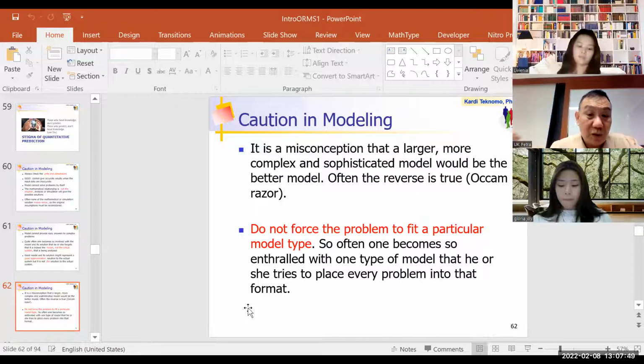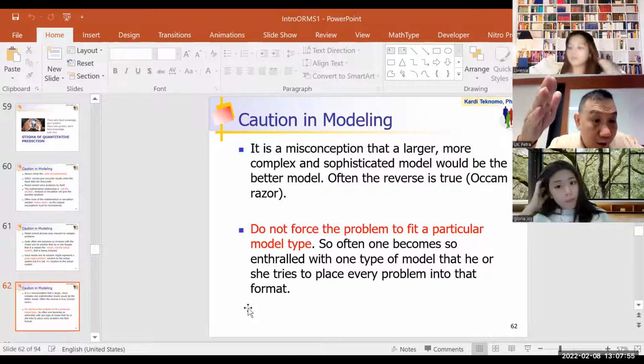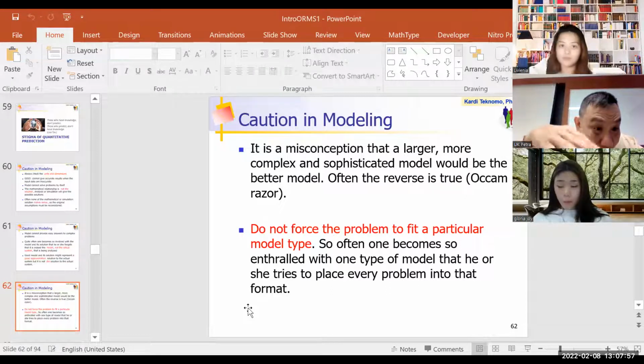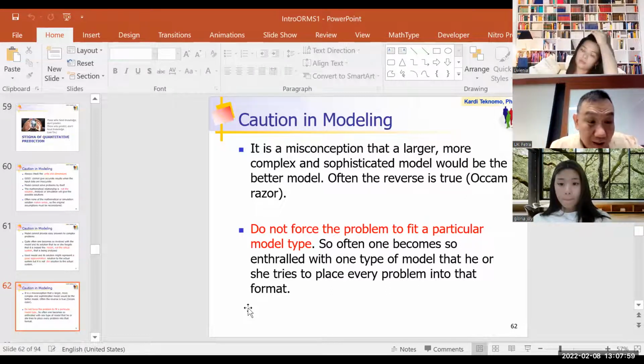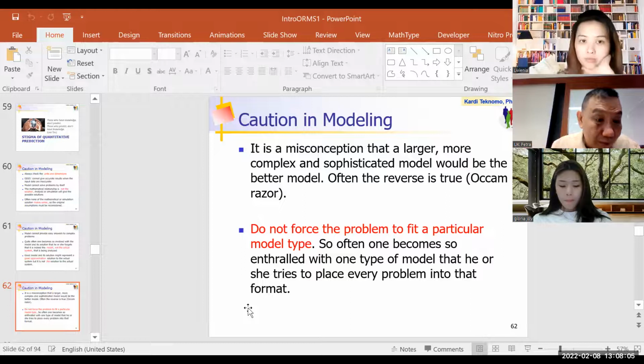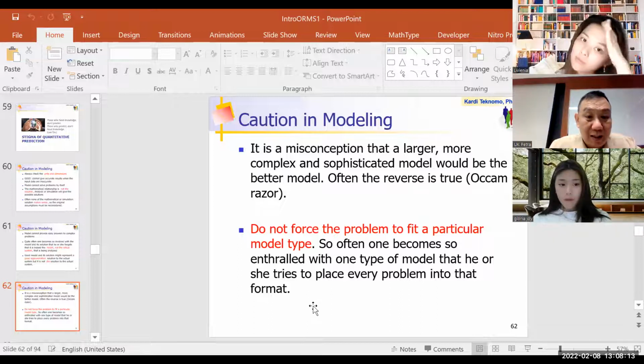So do not force the problem to fit a particular model type. Say you are using linear programming, right? Because you are familiar with it, because you already learned about it. And then you insist on using linear programming, even though the actual model is not linear, for example. So often one becomes so enthralled with one type of model that he or she tries to place every problem into that format.